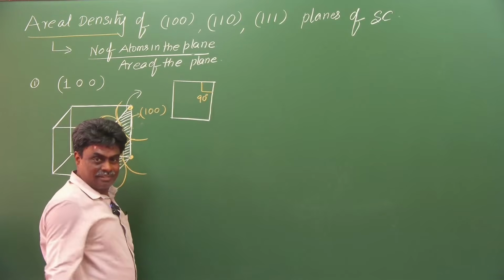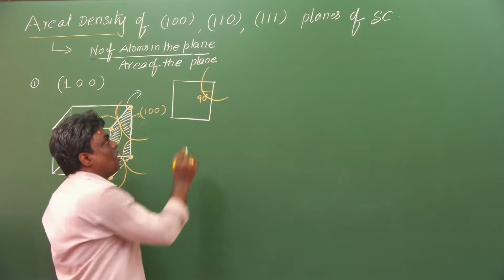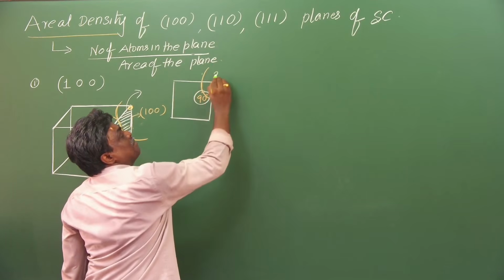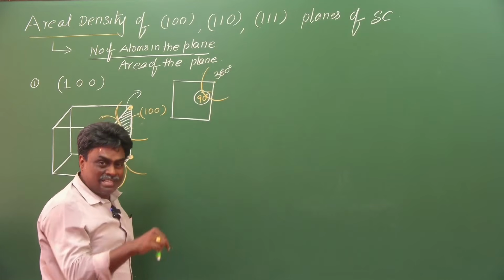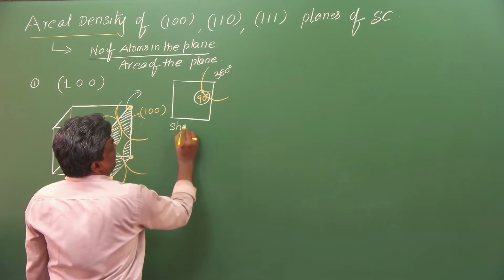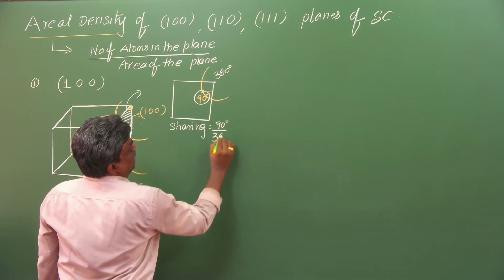So one of the atoms is occupying this place. How much angle is it occupying? Total angle is how much? Out of 360, how much angle is it taking? That's why the sharing is 90 degrees by 360.